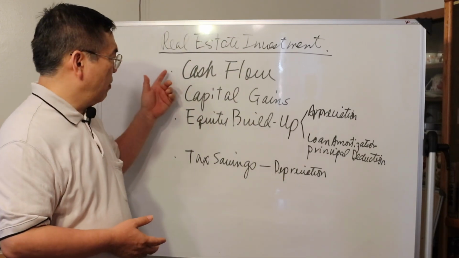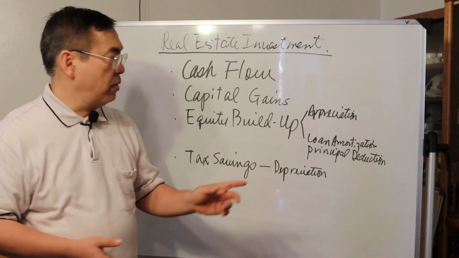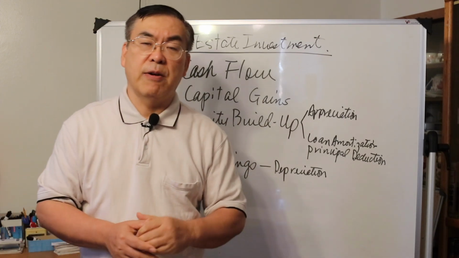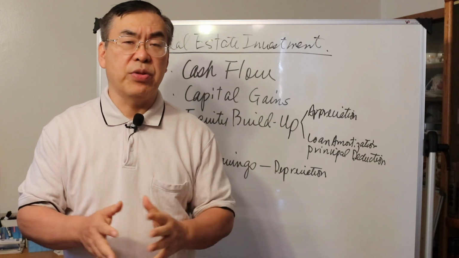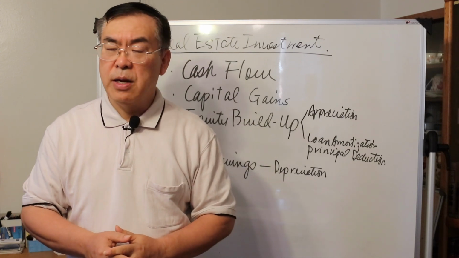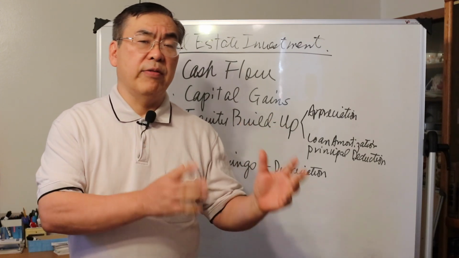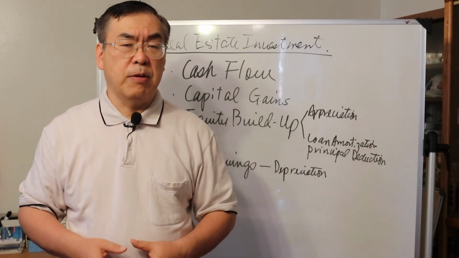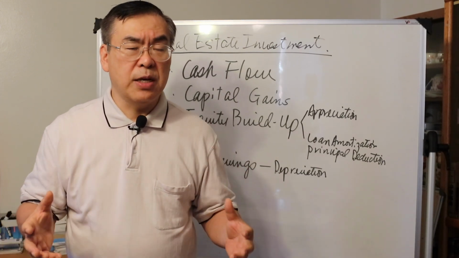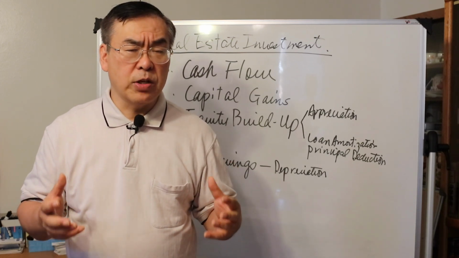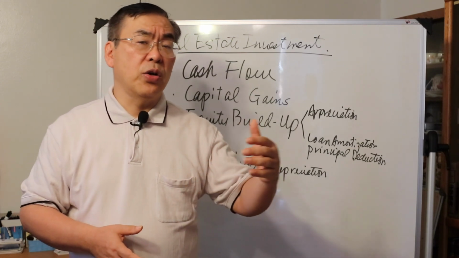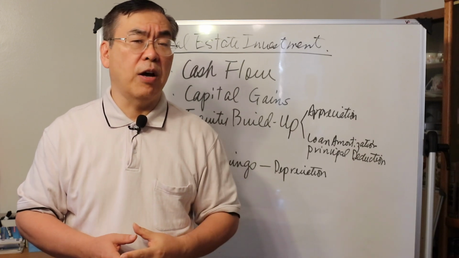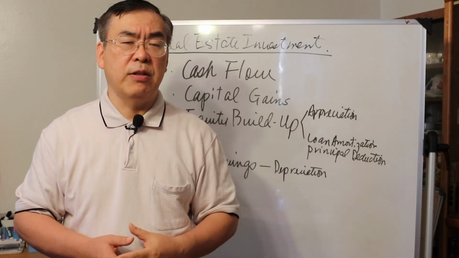Okay, these 1, 2, 3, 4, cash flow, capital gains, equity build-up, and then tax saving. This is the 4 major ways to build a wealth in real estate investment business. Therefore, we have a rental business, we have a flipping business. In both ways, you can make money, but to maximize the benefit in rental real estate investment business, in the long term, you have to have a rental property to maximize your profit, maximize the benefit in this business.